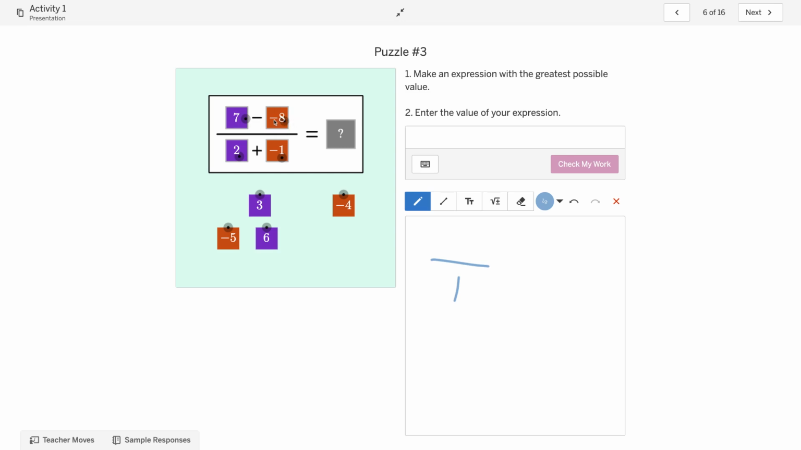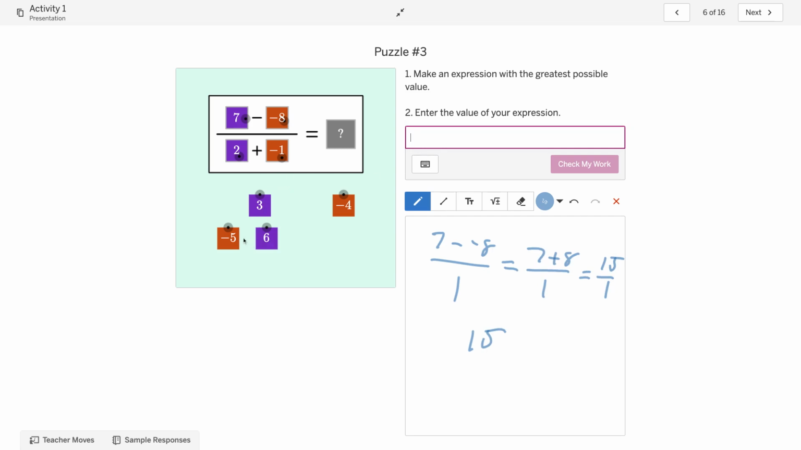I'm doing minus -8. Minus negative. Subtracting a negative is like adding a positive. So I'm not seeing it as 7 minus -8. I'm thinking of it more as 7 plus 8, which is then going to be 15 over 1, which is going to be 15. And I think that's the largest I'm going to get with the numbers that are available.